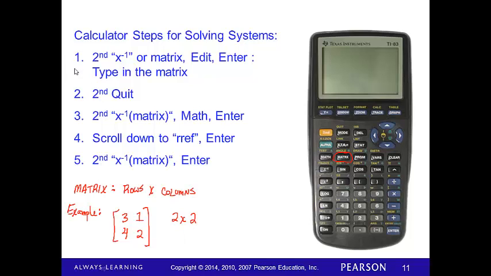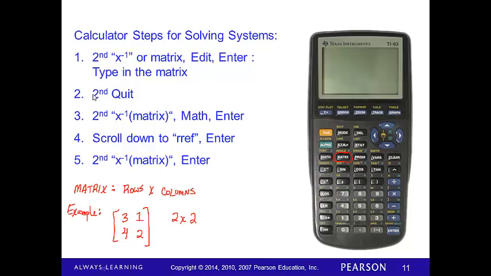So we're still in step 1. So input the values. So the first place should be a 3. Hit enter, and it jumps you over. So now you can put a 1. Hit enter. You fall down. Type in 4. Enter. And then type in 2. Enter. Now once you have your matrix entered, you actually have to get out of the matrix window.